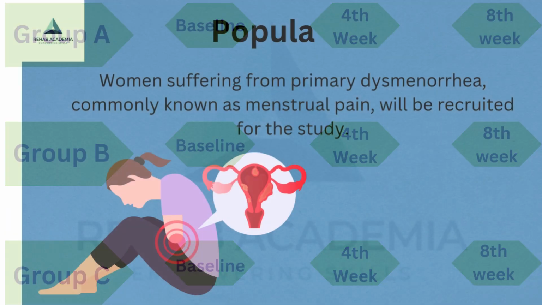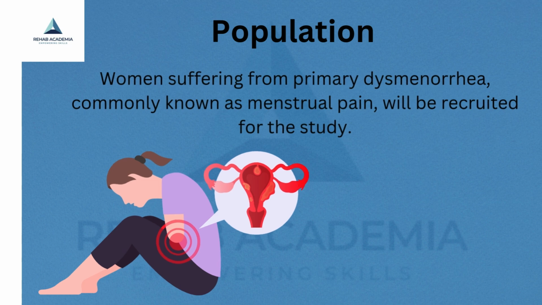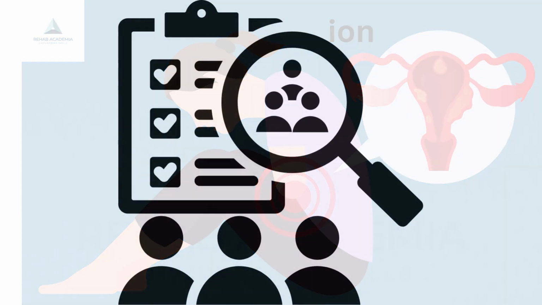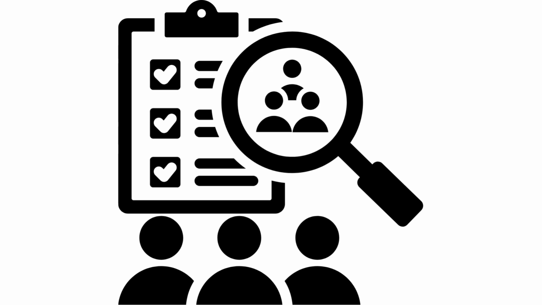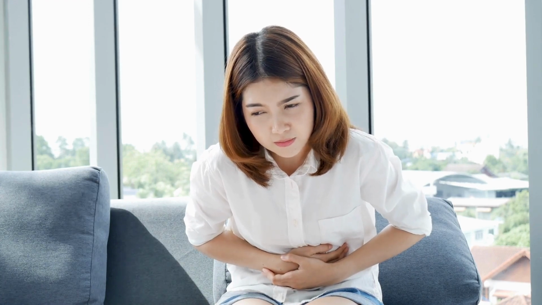The population for this study will consist of women experiencing primary dysmenorrhea, which is a common condition characterized by menstrual pain without any underlying medical cause. These participants will be carefully selected based on predefined criteria to ensure that the study focuses on the effectiveness of physiotherapy interventions in managing menstrual pain symptoms.